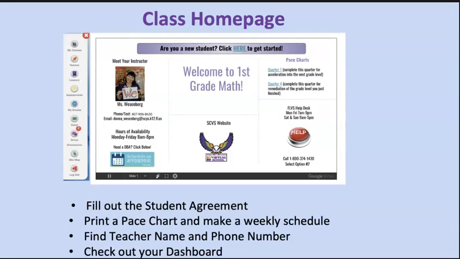Once you click on the course, it'll take you to your class homepage. First thing you're going to want to do is click right up here on this purple bar to fill out the student agreement. Over here, you're going to find your pace charts. You're going to want to print out those pace charts and make a weekly schedule. On the left-hand side, you're going to see your teacher, her name, phone number, and email listed there. Check out your dashboard. All of these buttons are everything you need to be successful in your course.